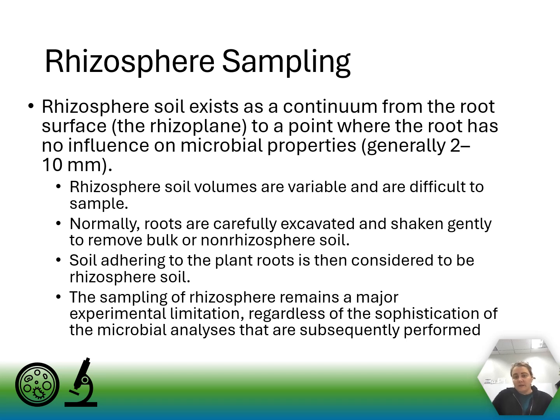So if you're sampling in the rhizosphere, there's a couple things to think about. The rhizosphere soil basically exists in what we call a continuum with the root structure, to the point where the root has no influence. So it's like this whole area. It's generally only about 2 to 10 millimeters, but those soil volumes are variable and they're difficult to sample.